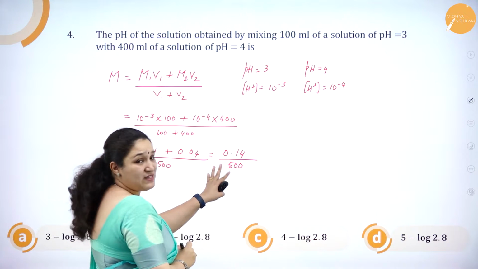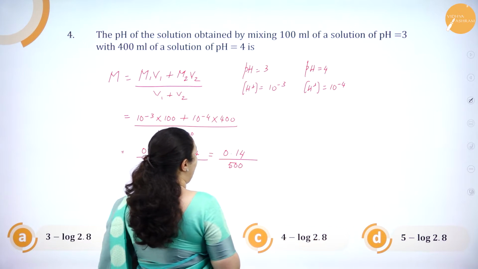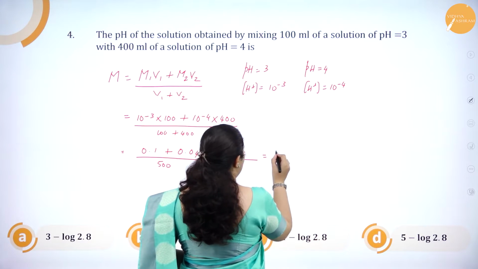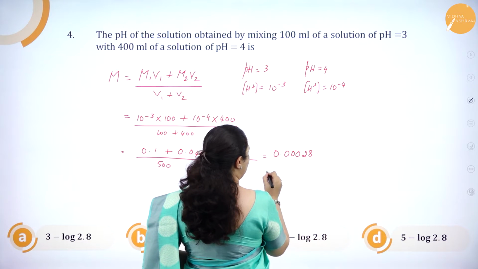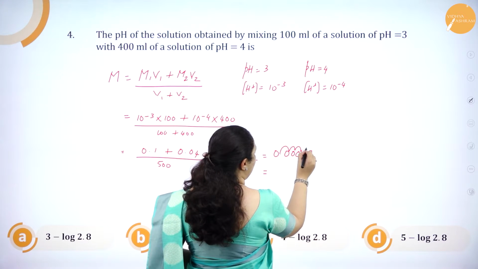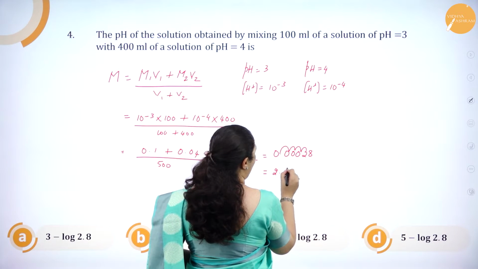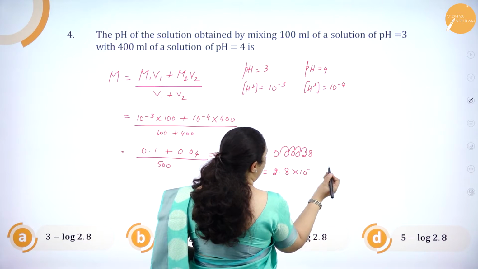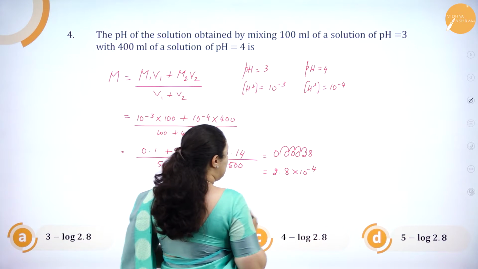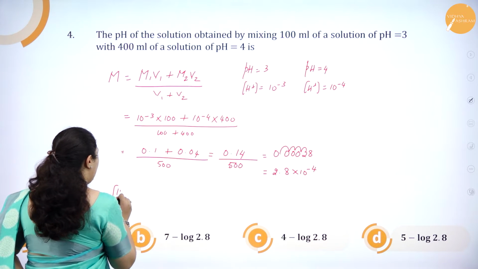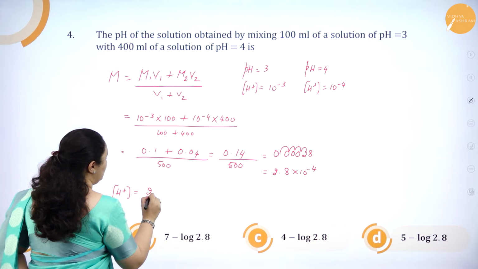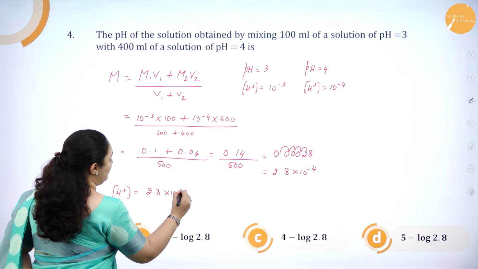Okay, so if I solve this, I am going to get the value as 0.00028. That is nothing but, moving 1, 2, 3, 4 places, 2.8 into 10 to the power minus 4. This is the molarity. That means H plus ion concentration is 2.8 into 10 to the power minus 4.